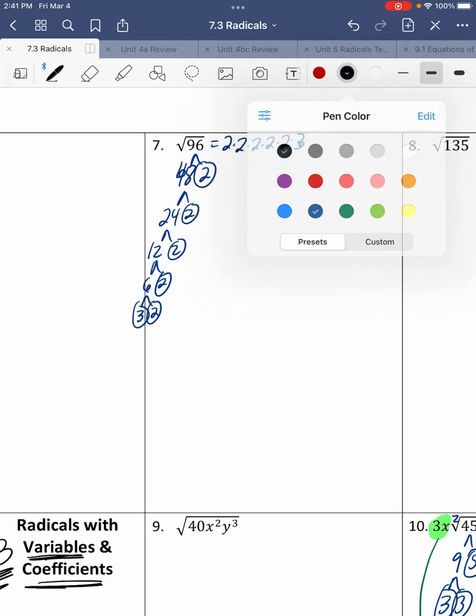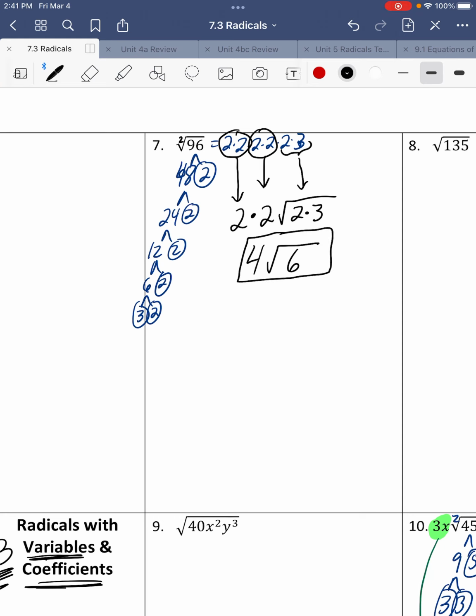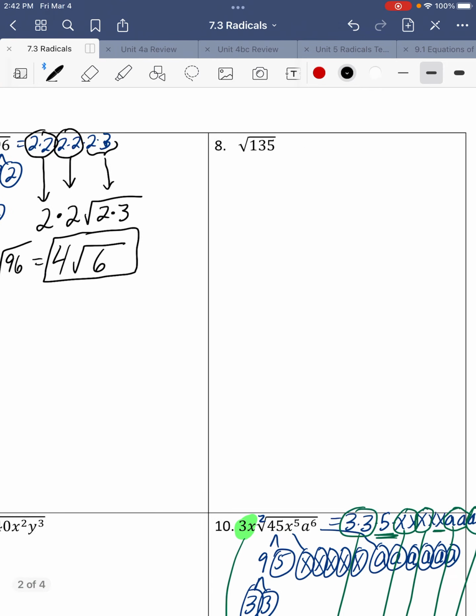The index is 2, so it's a square root, so we're looking for pairs. So every pair comes out as 1 of whatever the pair is. And we always multiply. And 2 times 3 does not have a pair, so that's going to stay underneath the radical. And we do 2 times 2 on the outside is 4. 2 times 3 on the inside is 6. So the square root of 96 is simplified as 4 square root of 6.